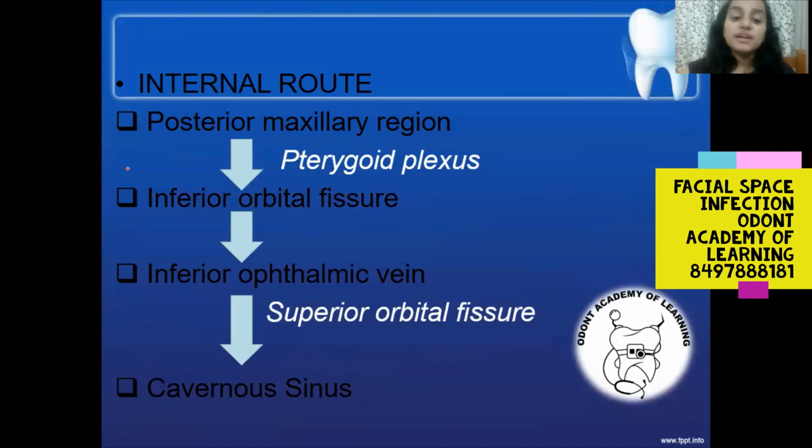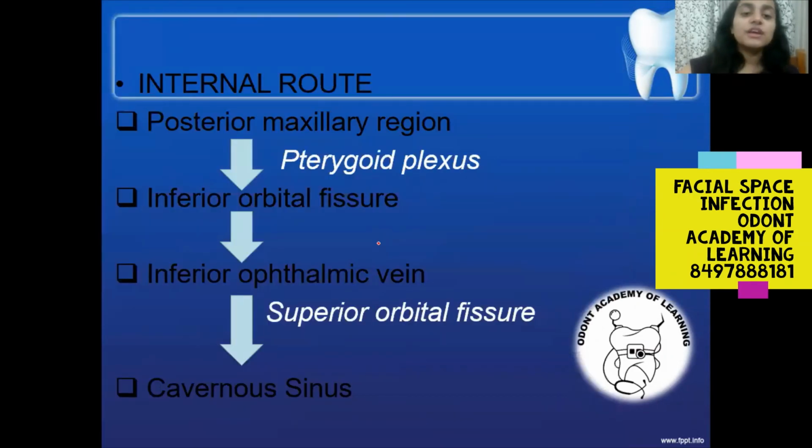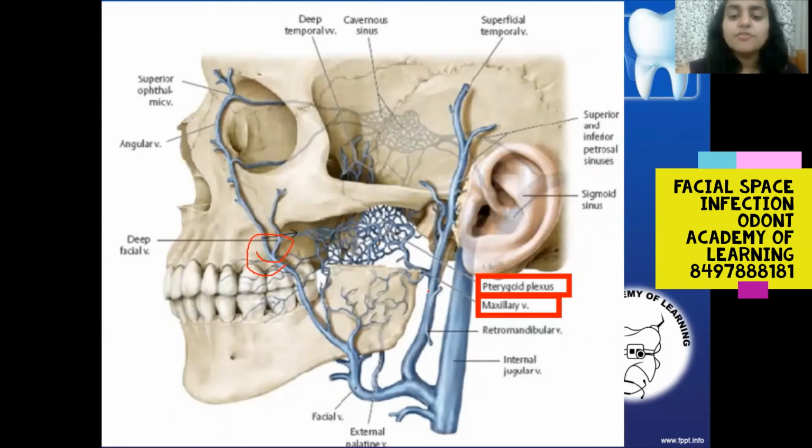When it comes to the internal route, the internal route is usually on the posterior aspect of the maxilla. Okay, so we have the maxillary vein and the pterygoid plexus. The infection from the maxillary vein will go to the pterygoid plexus and it will join with the inferior ophthalmic vein.